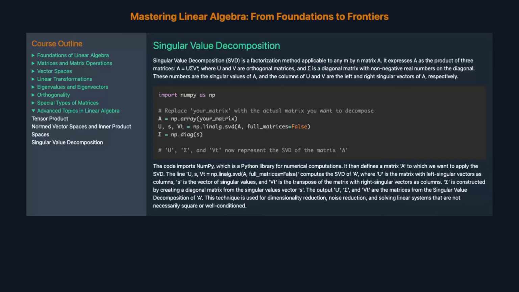Sigma is constructed by creating a diagonal matrix from the singular values vector S. The output U and VT are the matrices from the singular value decomposition of A. This technique is used for dimensionality reduction, noise reduction, and solving linear systems that are not necessarily square or well-conditioned.